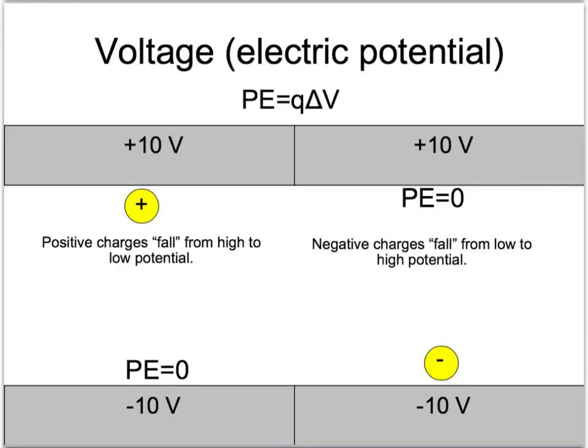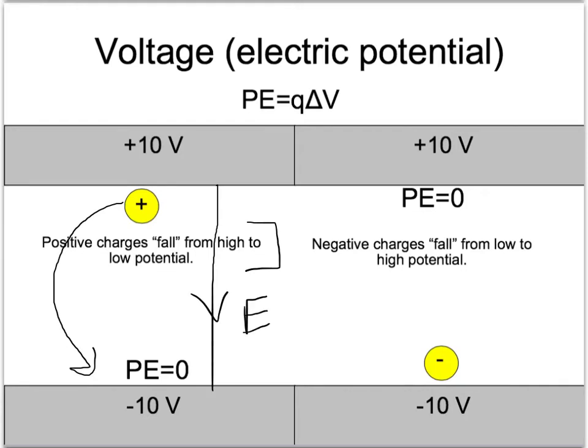Now there are some rules for electric potential. Positive charges will fall from high to low potential. That means that electric field lines point from high to low potential, because a positive charge will move in the direction of the electric field. So memorize this real fast. Positive charges fall from high to low potential.